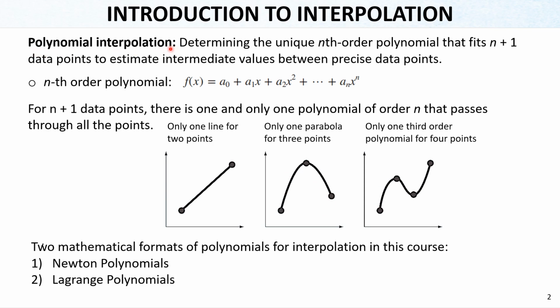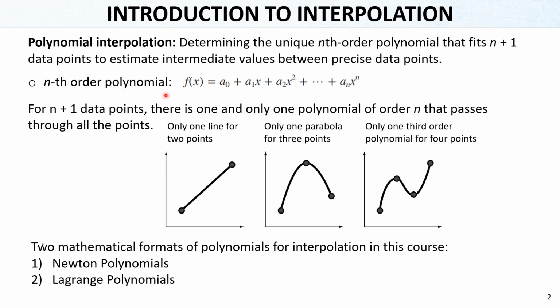So polynomial interpolation is determining the unique nth order polynomial that fits n+1 data points to estimate intermediate values between precise data points. So it has to pass through the data points that we have, and we can predict the intermediate points based on the polynomial that we fit into these points.